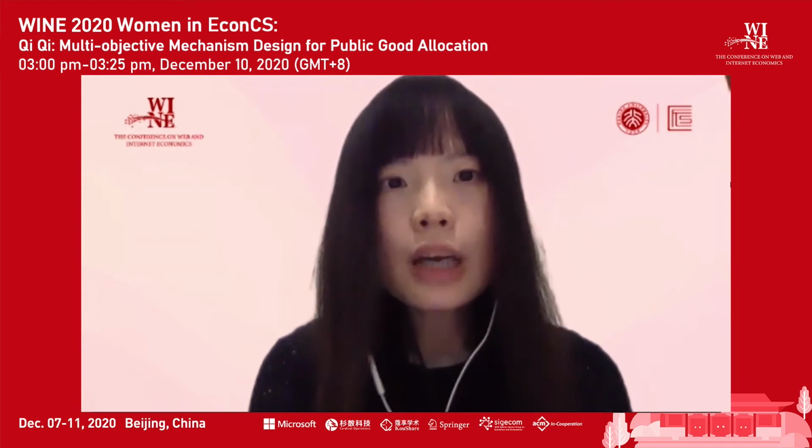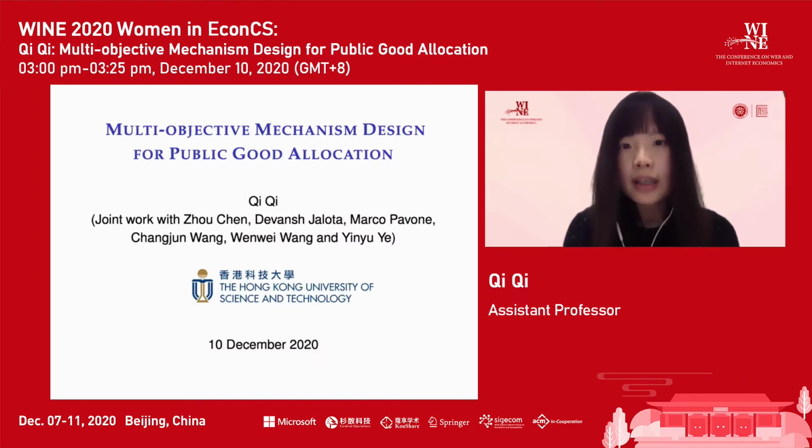My topic is about multi-objective mechanism design for public good allocation. This is based on 5 different papers, and is joint work with my previous student Chen Zhou, Wen Wei, Chang Juan, and also my co-authors Javash, Michael, and Ying Yu.